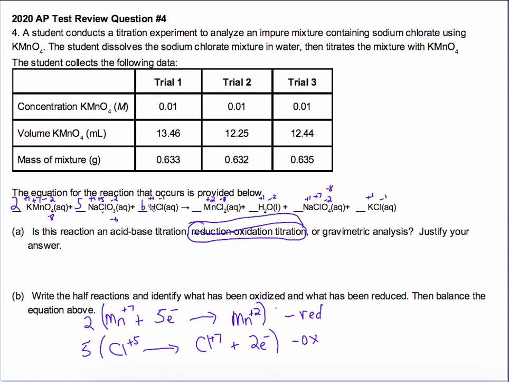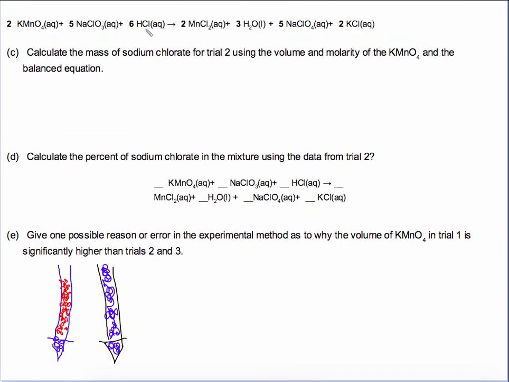Then the rest of it I'll just balance. This is 6, this is 2, this is 3, this over here is 5, and this one over here is 2. Now, on the AP test, normally they give you this equation already balanced. It would look something like this right here. They would give you that usually.